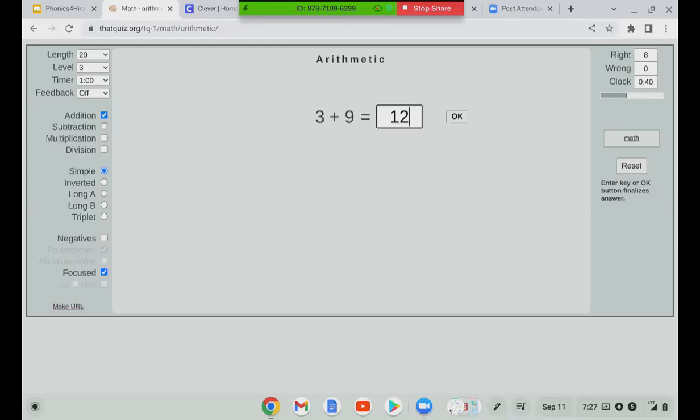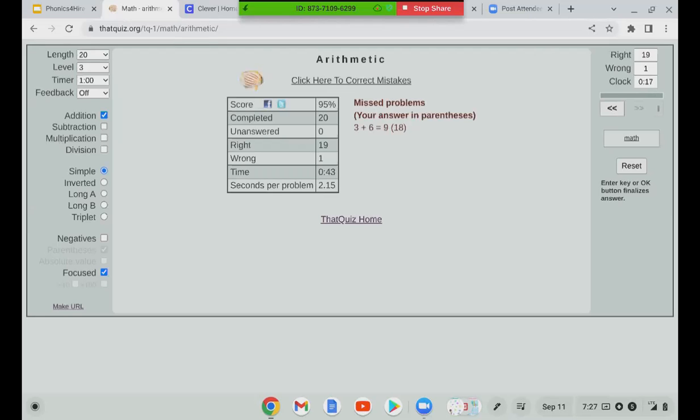And I'm using the back button when I make a mistake, so that's another quick way to get rid of the wrong answer. So again, the goal is to have your child complete 20 problems in 1 minute. So right here, you see, I still had a little time to spare. And it took me 43 seconds to answer 20 problems, and I got 1 incorrect.